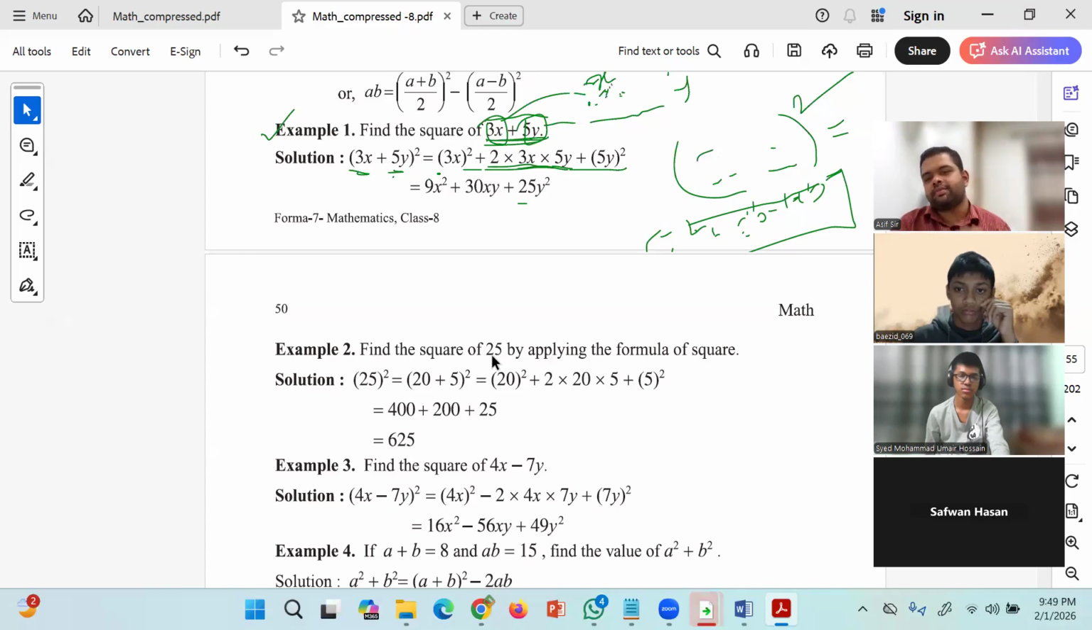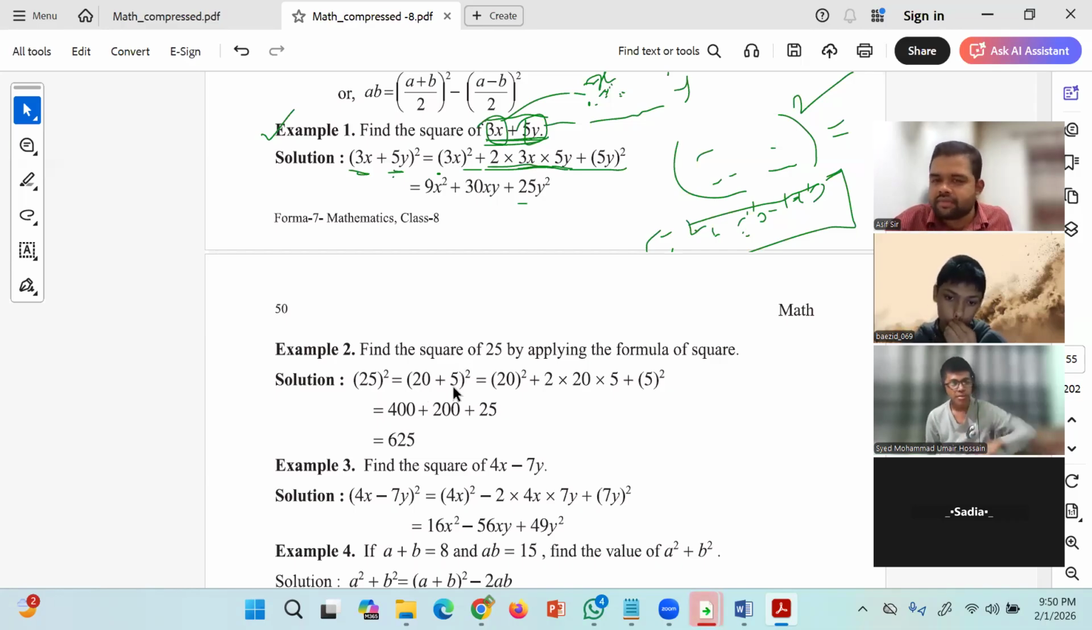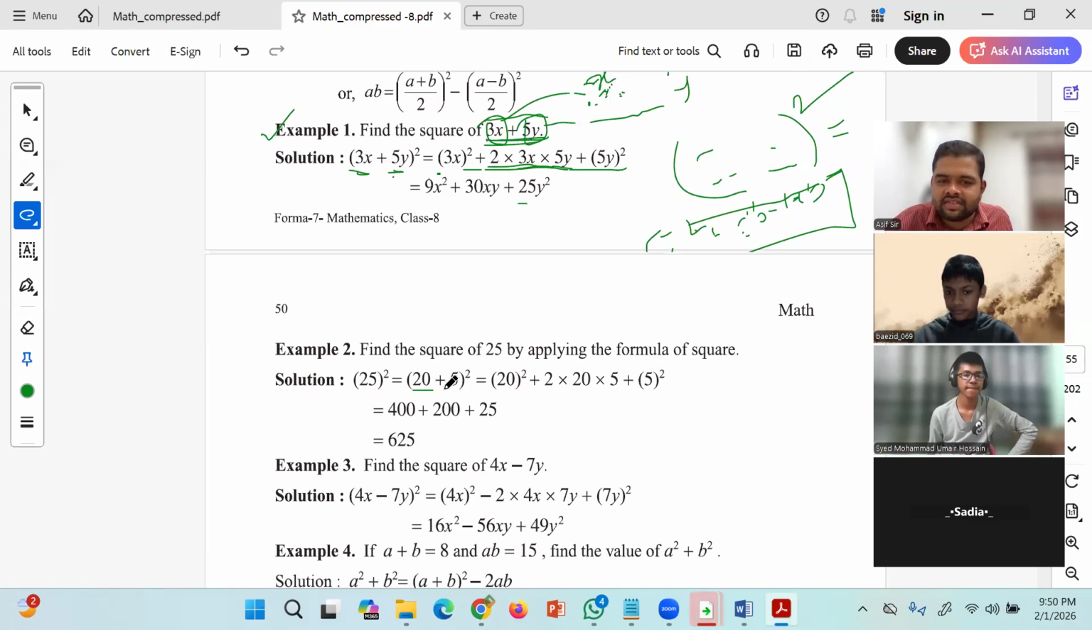If this type of problem is given to you, you can divide this number in two sections and make it as x and y. Like the 25 is given here, we can write 25 like 20 plus 5, which is 25, right? There is no wrong here. So if we can find the square of 20 plus 5, we can find the answer of 25 square. So now we can consider 20 as x and consider 5 as y, right?